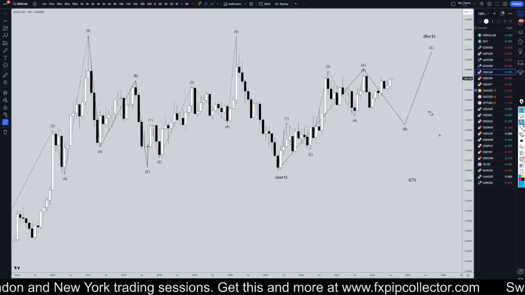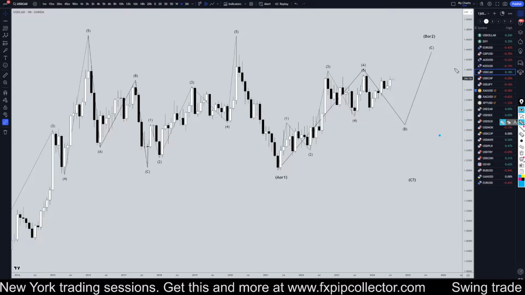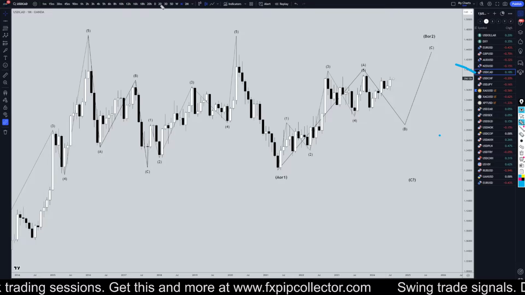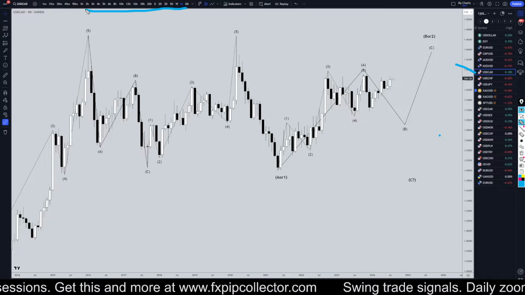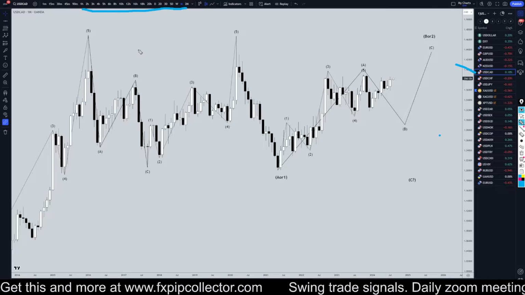Today is Thursday, August 1st, and I'm going to be analyzing the US dollar Canadian, starting on the monthly, working my way down to the 1 hour time frame for the full top-down analysis.